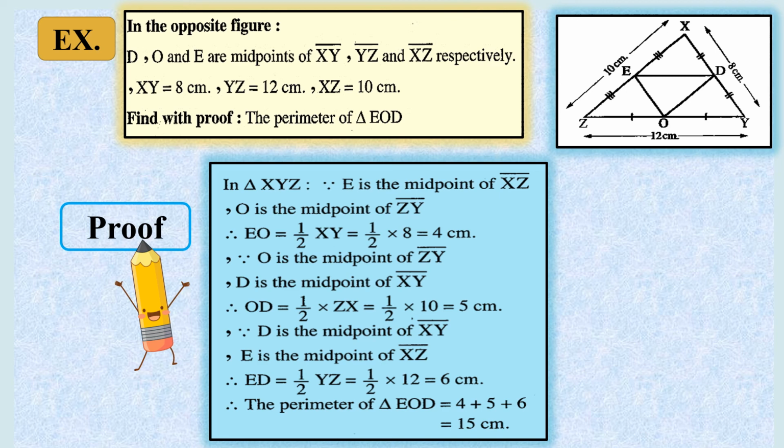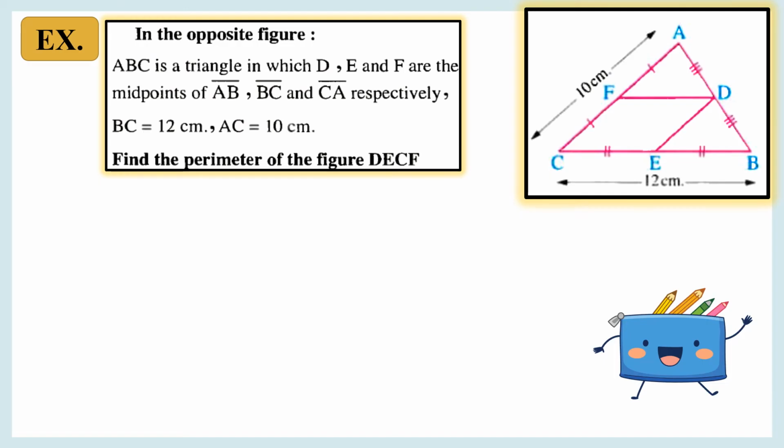Now the perimeter of triangle EOD. So OE plus ED plus DO, 4 plus 5 plus 6, which is equal to 15 centimeters.